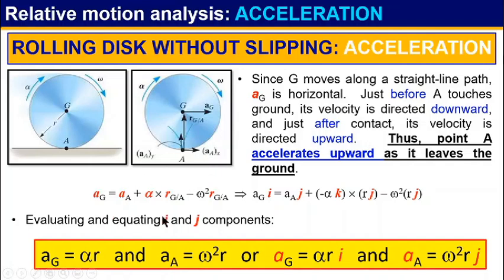Then, from the relative acceleration equation that we already remember from the previous slide, we can separate all the i, j, k components and equate the i and j components. We will get a_G equal to alpha R and a_A equal to omega squared R. Or in vector form, it can be written as a_G equal to alpha R in the i component and a_A equal to omega squared R in the j component.